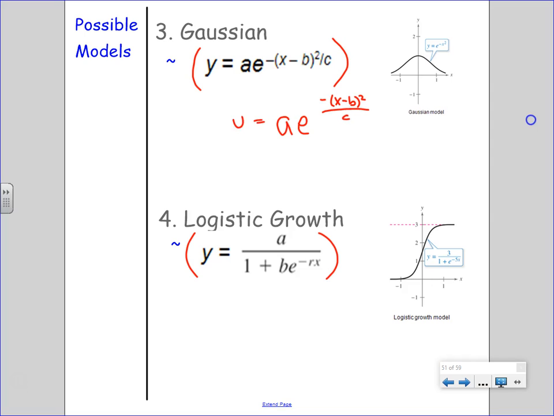So it's not 2 divided by C. It's this whole negative x minus b squared, all divided by c. So maybe it's better to write it that way. It's a bell-shaped curve to get a quick little sketch. Logistic growth, he's pretty stinking important.